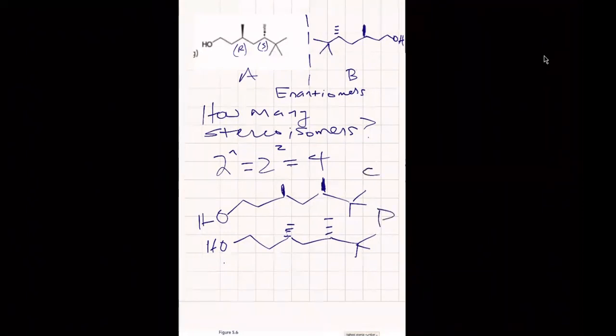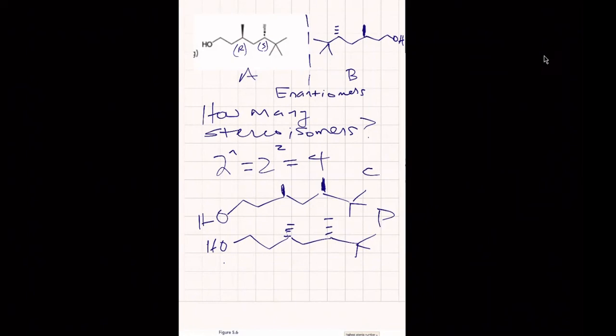Now, here's the thing. C and D, when you compare them to A, they are diastereomers of A. Are you following? Because they're not mirror images. They're still chiral, but they're not mirror images of A. So when you compare C and D to A, they're diastereomers. What is the relationship of C and D to each other? Enantiomers. And they are, aren't they?